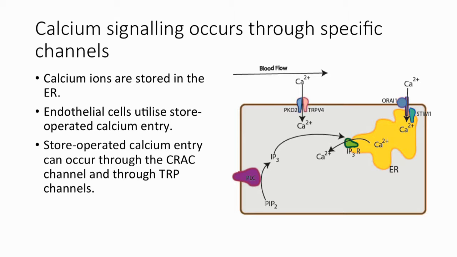Endothelial cells are non-excitable cells, which means they don't use voltage-gated calcium signaling. Instead, they use store-operated calcium entry, which is when the endoplasmic reticulum, the major store of cellular calcium, becomes depleted. The cell acts to bring calcium back in via different channels. One well-characterized channel is the calcium release activated calcium channel, made up of STIM1 in the ER membrane and ORAI1 in the cell membrane. Other channels known to bring calcium back into the cell are TRP channels such as PKD2 and TRPV4.